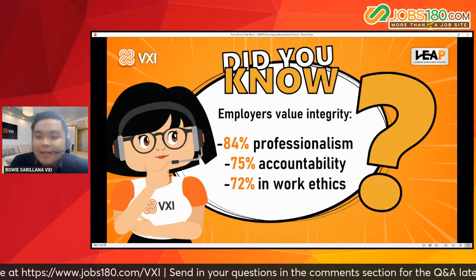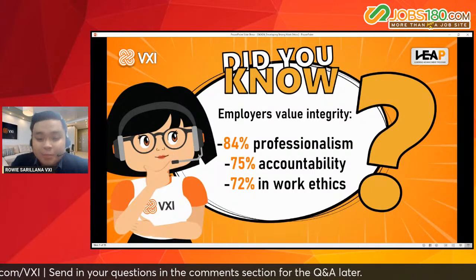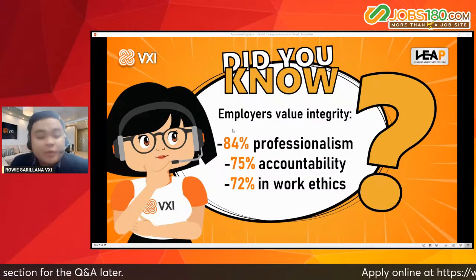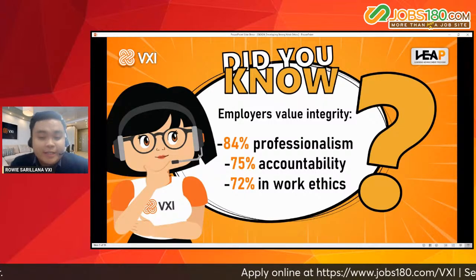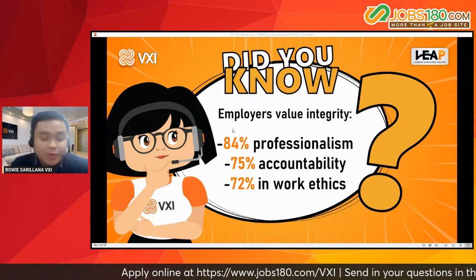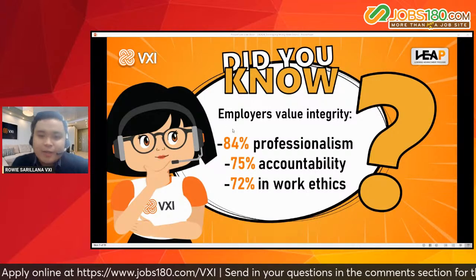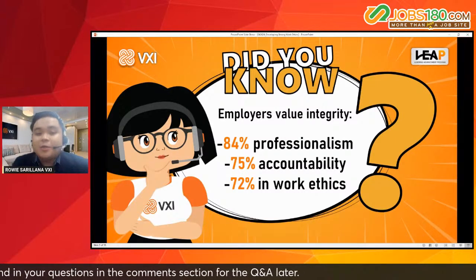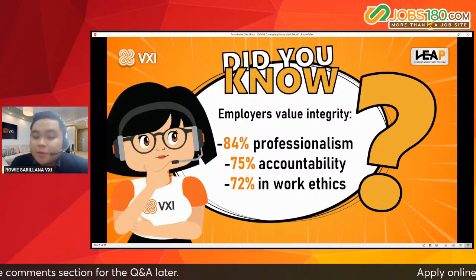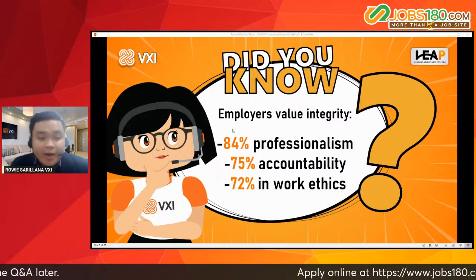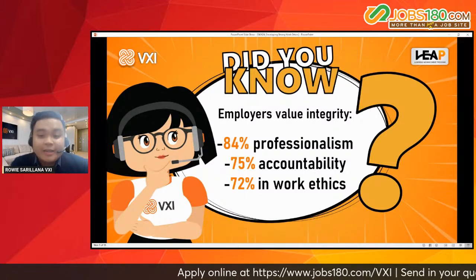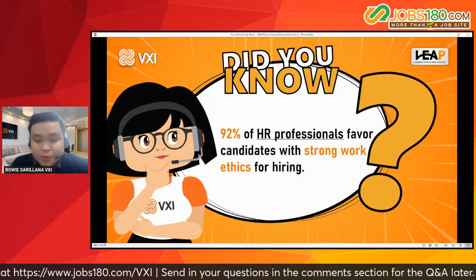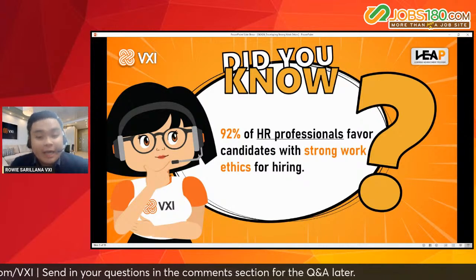Did you know that employers value integrity? 80% of them value professionalism, 75% value accountability, and 72% value work ethics. Now, these numbers might be a ballpark figure. When we say a ballpark figure, it's a hard estimate. It's not exactly what they are talking about, but it's based on a survey in the US, and probably despite which country the survey is from, they still require the same qualifications for candidates, right? Apart from that, it all sums up to 92% of HR professionals favor candidates with strong work ethics for hiring.